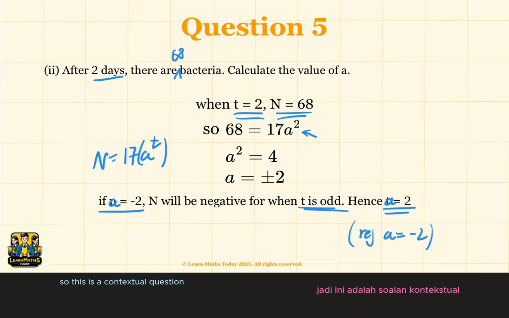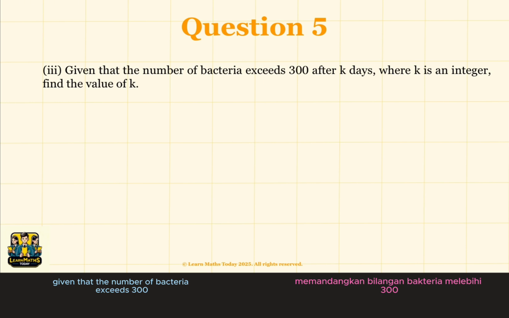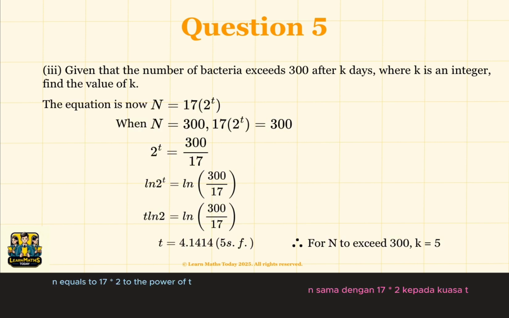So this is a contextual question. So you need to make use of the context to solve the question. Given that the number of bacteria exceeds 300 after k days, where k is an integer, find the value of k. So the equation is now N equals 17 times 2 to the power of t, because N naught is 17. So they said number of bacteria 300. So I let N equal 300. Then I will get this.